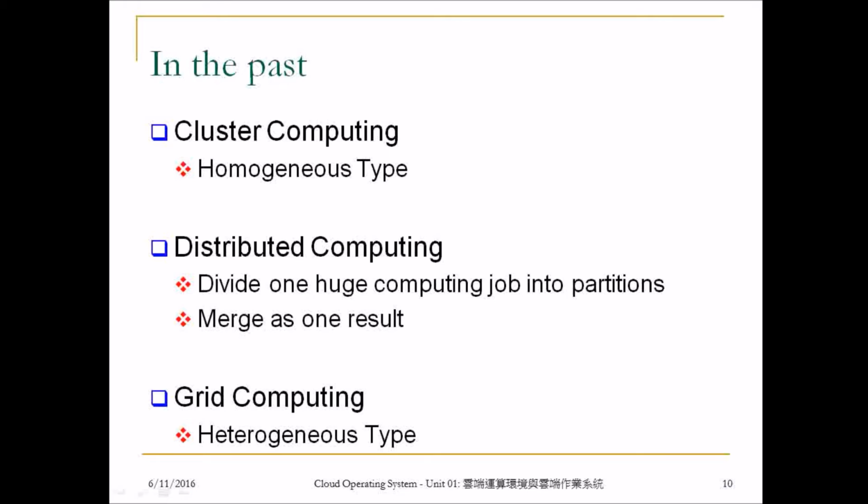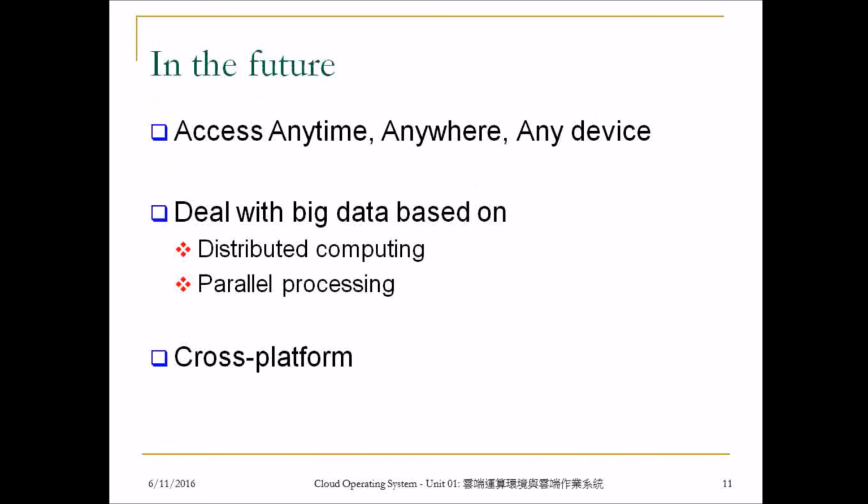Considering the improvement of physical computers, heterogeneous physical computers should be able to connect as one computing group similar to cluster computing. For heterogeneous computing, we call it grid computing. Based on cloud computing, access anytime, anywhere, with any device, for anyone is possible.